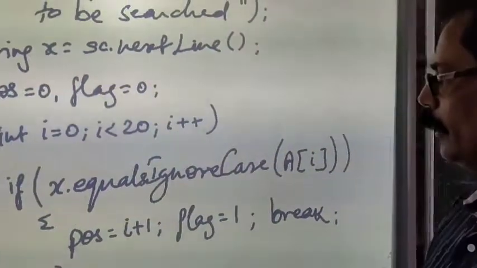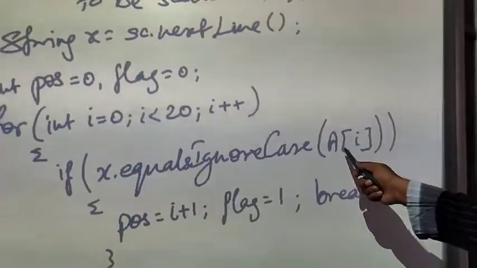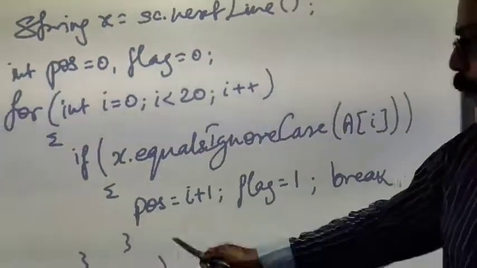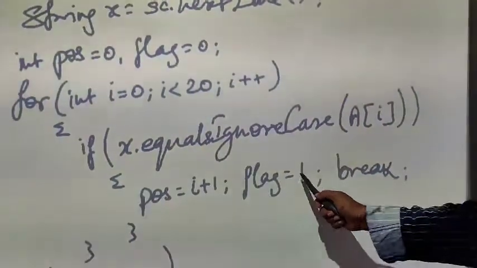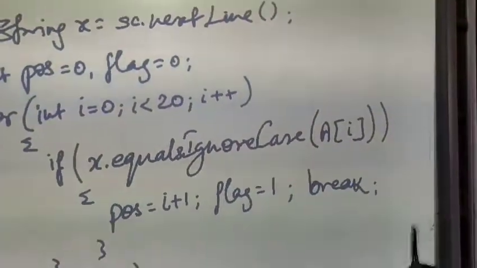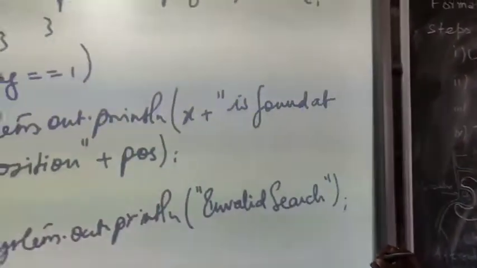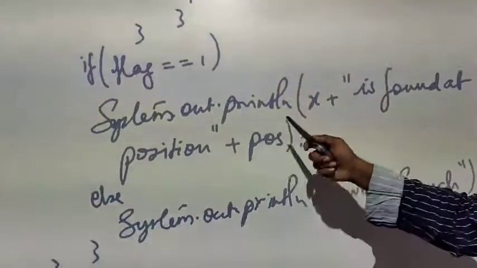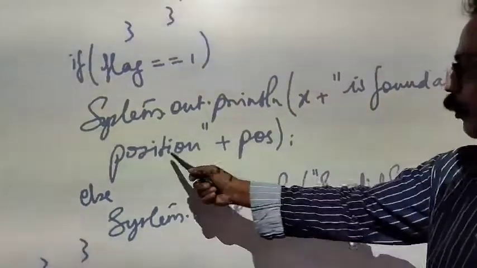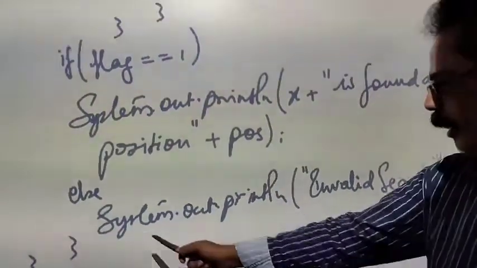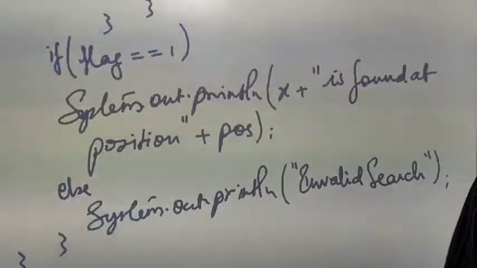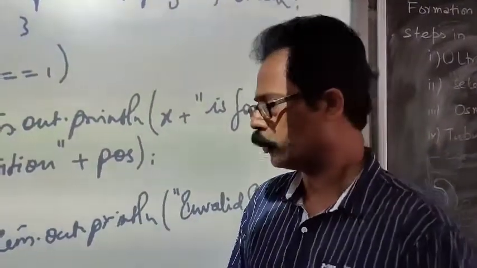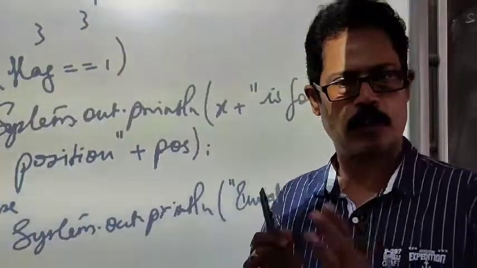function. So here, if x.equalsIgnoreCase(ai), then pos is equal to ai, flag equals 1, and the same thing, break. The moment you break, what happens here? Flag equals 1, you check. If it is true, then print that x is found at the position there, pos, otherwise it will print invalid search. So this is another type of question, that is, the string part.